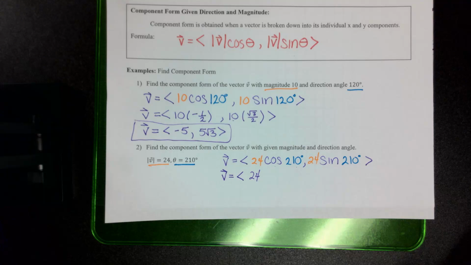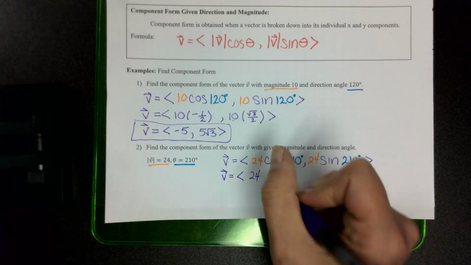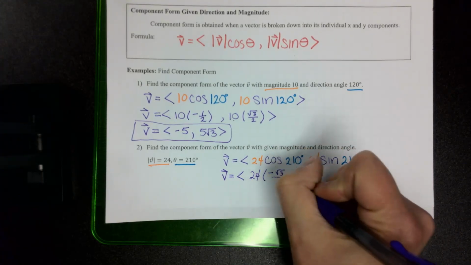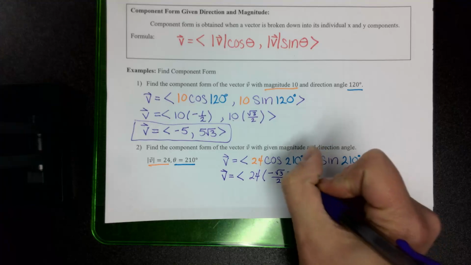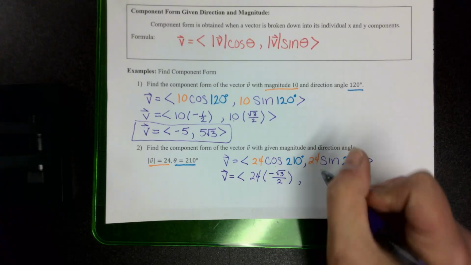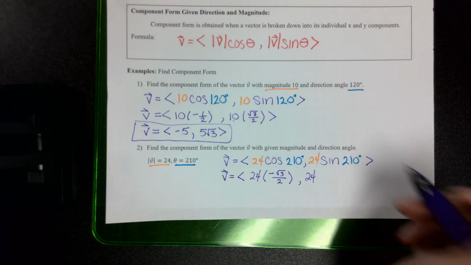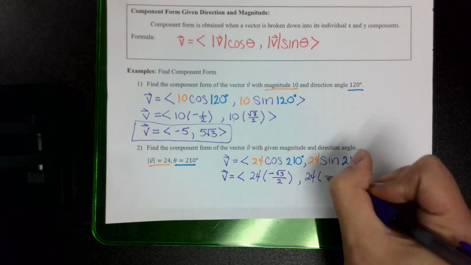Again, if you know your unit circle, then you know that's negative square root 3 over 2. If not, then I will allow you to use a unit circle for reference on a formula sheet. That's fine. So parentheses, negative square root 3 over 2, comma, bring down the 24. Sine of 210 degrees is going to be negative 1/2.